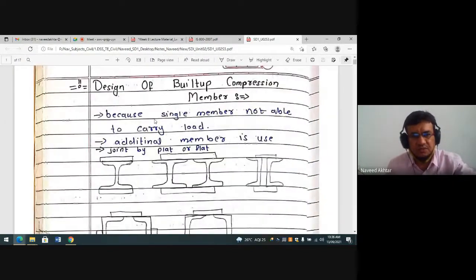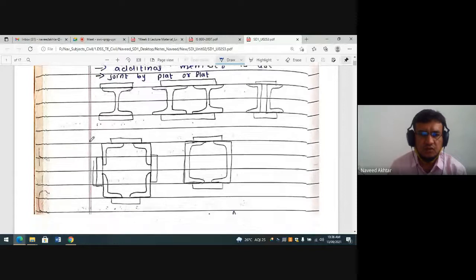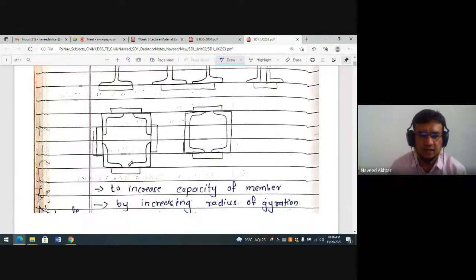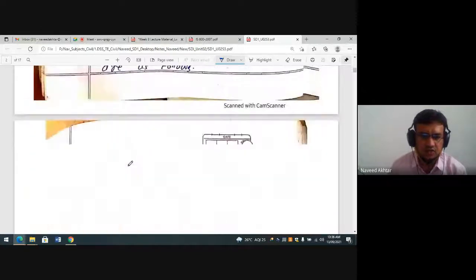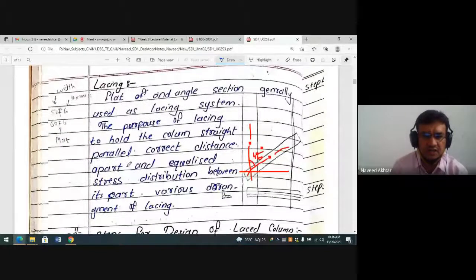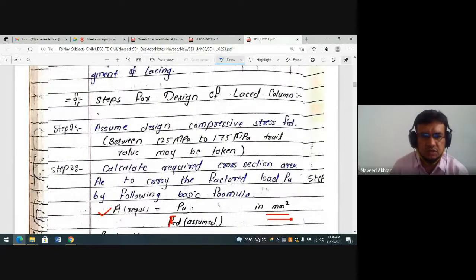Built-up compression member, हमने शुरू किया था, that you know how many types of built-up compression member you can go for, maybe single I, double channel, 4 angle sections. You can use for built-up sections, column, one compression member. This is the angle of inclination, lacing system. Later we are taking the 45 degrees. It depends on you.